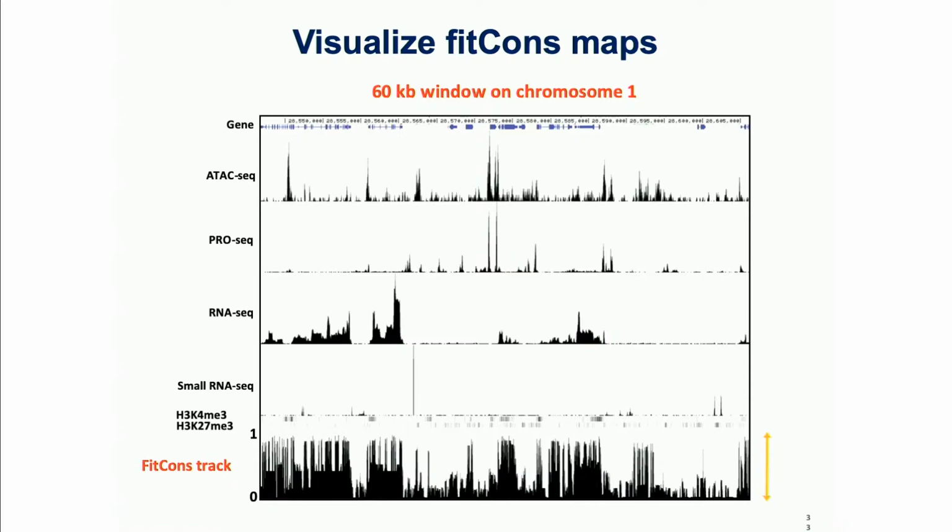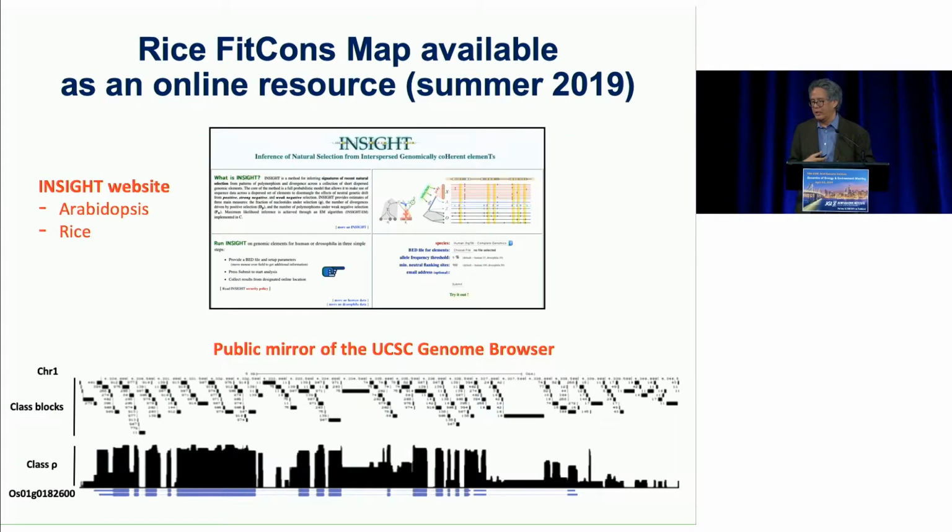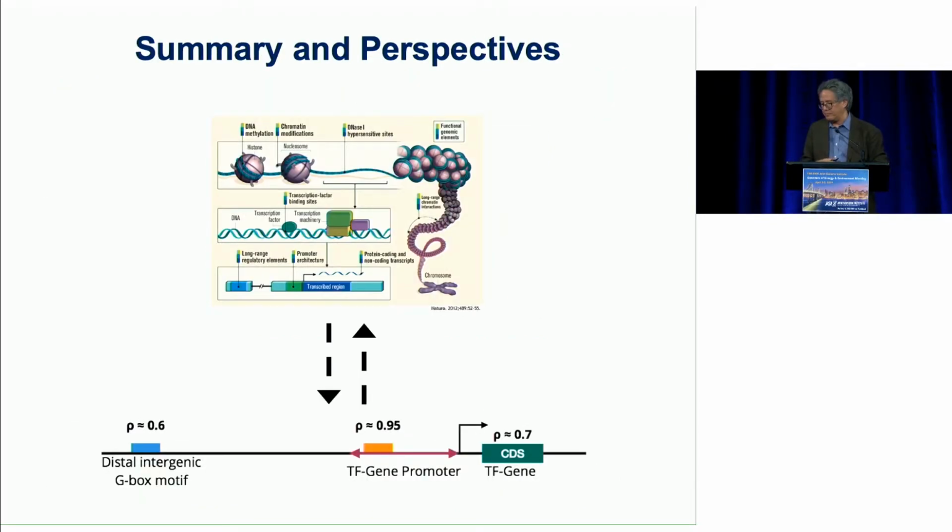In the end, what we're going to have is a genome browser, which has all of our functional genomic data, as well as this fitness consequence track, and we hope that it'll be useful for the general community. This is going to go online as a resource from our lab in the summer of 2019. We'll have an site for FitCons website. It'll be a mirror of the UCSC genome browser. You'll be able to plug in your favorite gene or area of the genome and find what the fitness consequence score, what the track looks like, what the genomic and epigenomic marks look like. So stay tuned for that.